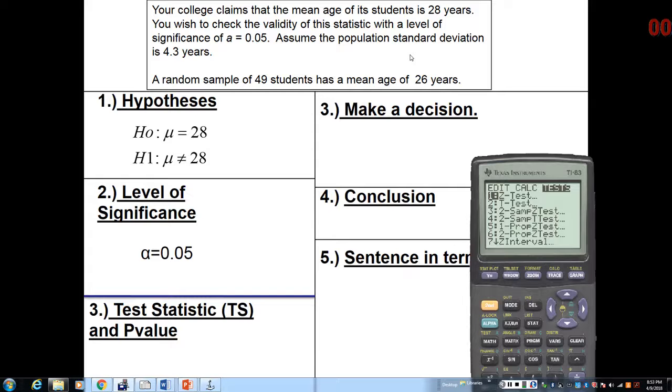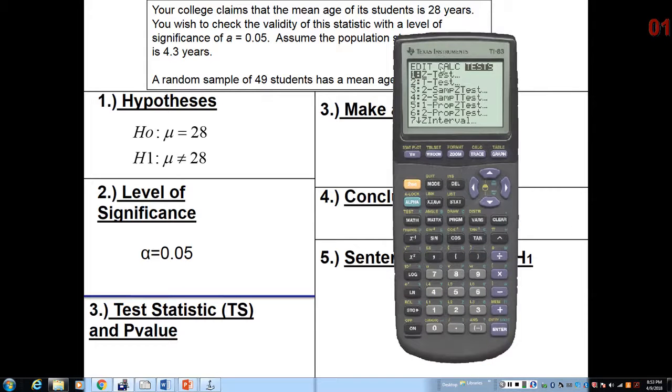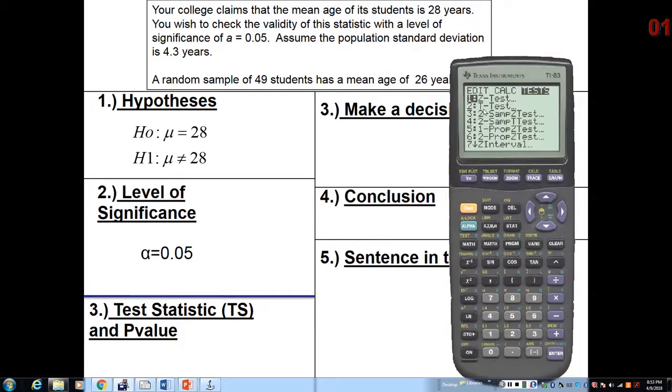Refer back to Chapter 7. In Chapter 7, if you had a population standard deviation, you use the Z-interval. If you had a sample standard deviation, you use a T-interval, right? In this one, it's the same kind of thing, but instead of intervals, it's tests. So if you have a population standard deviation, you're going to use a Z-test. If you have a sample standard deviation, you're going to use a T-test. Okay, it's the same thing. Population Z, sample T. Okay?